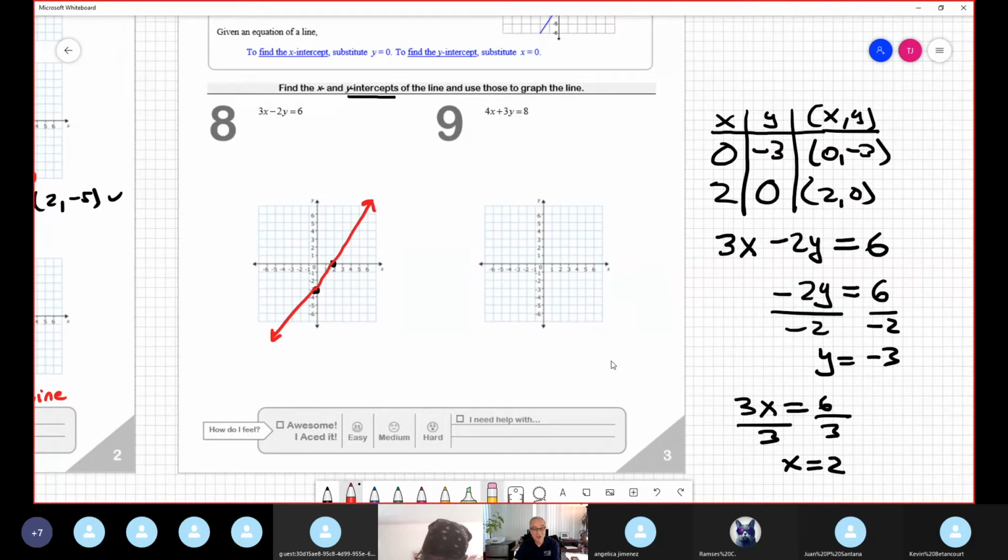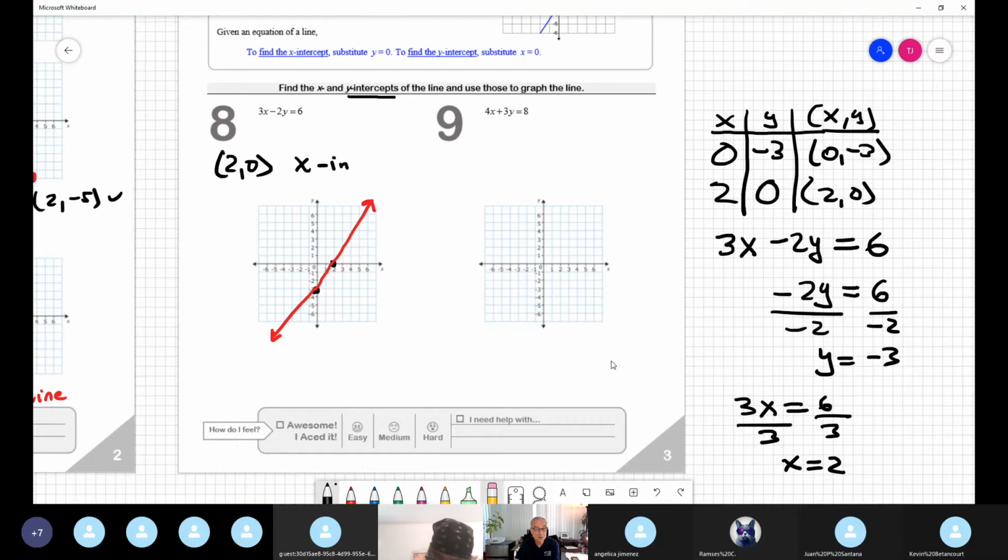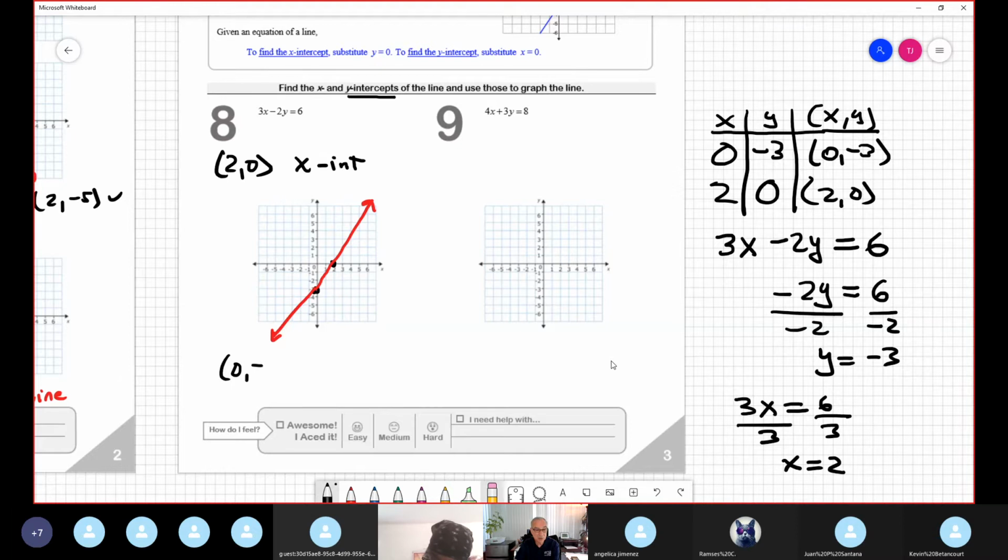Okay, so now what's the answer? Well, the answer is the graph, but the answer is also the points. The points are 2, 0, which represents the x-intercept, and 0, negative 3, which represents the y-intercept. End of the story. Any questions?